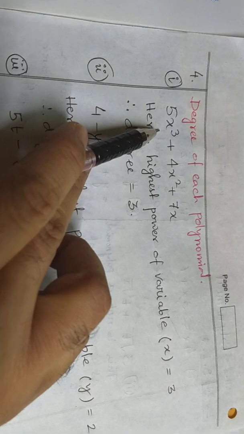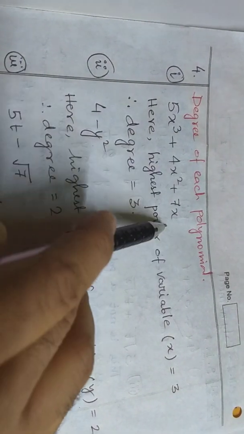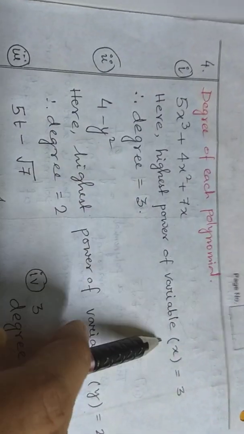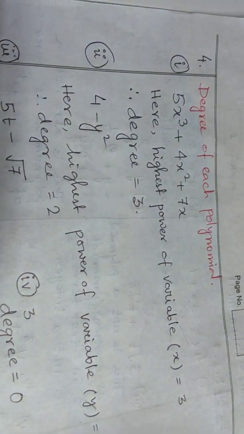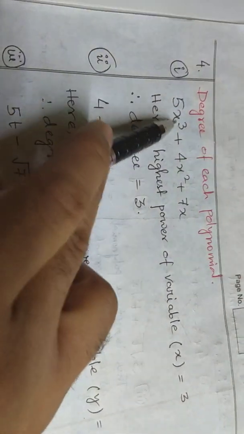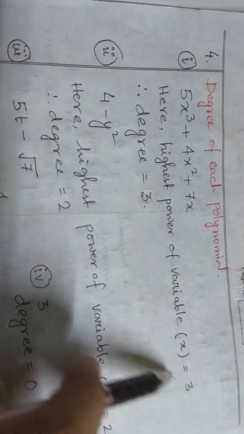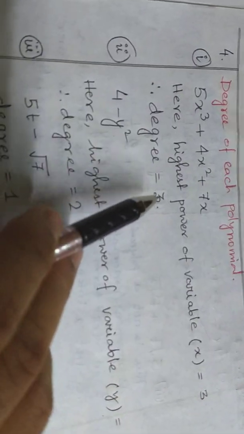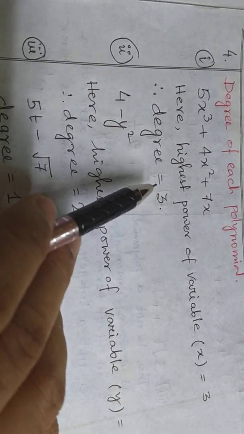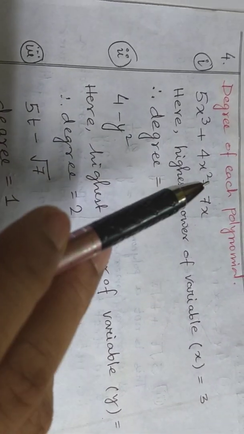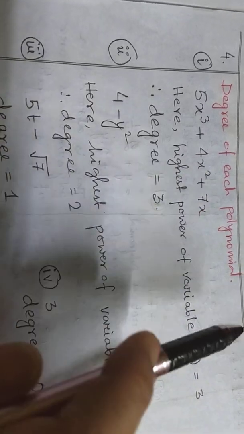The first polynomial is 5x cube plus 4x square plus 7x. What is the highest power of the variable? Here how many variables? Only one variable, x, right? So what is the highest power of x? You can see here the highest power is 3. So the highest power of variable x is 3, which means the degree will be 3. We know the definition of degree I discussed in the last video: the degree means the highest power of a variable in a polynomial.